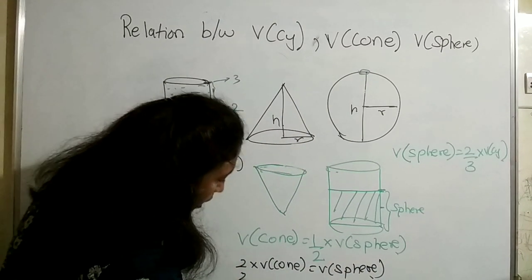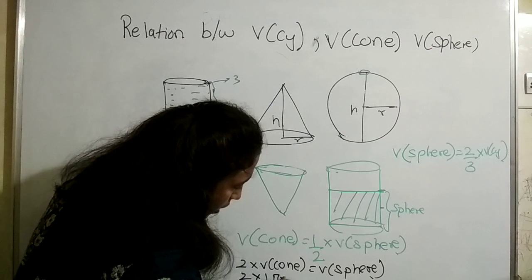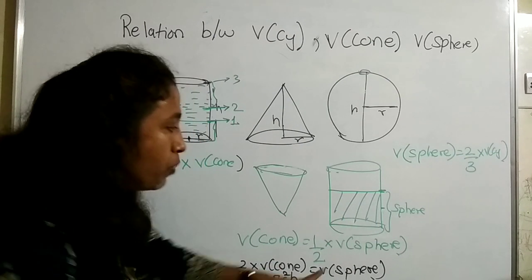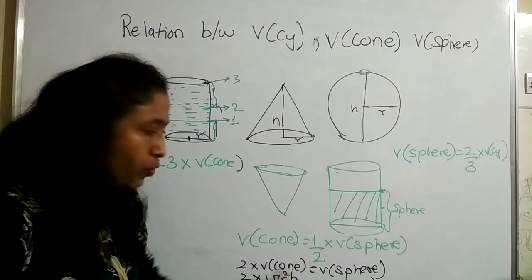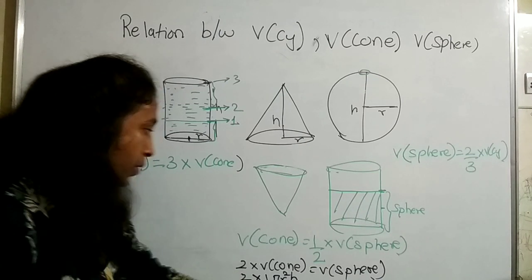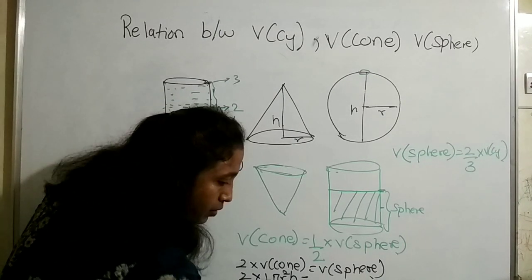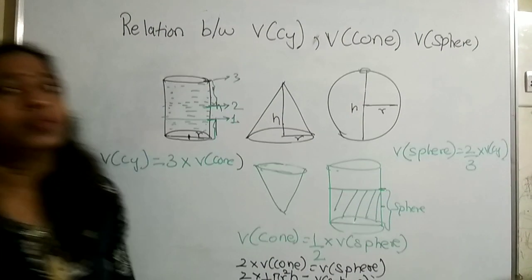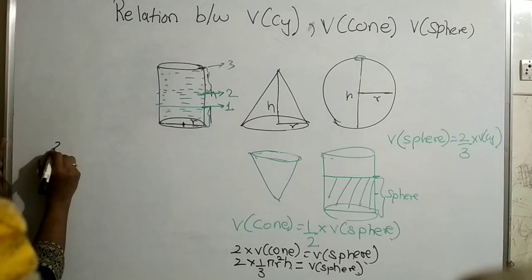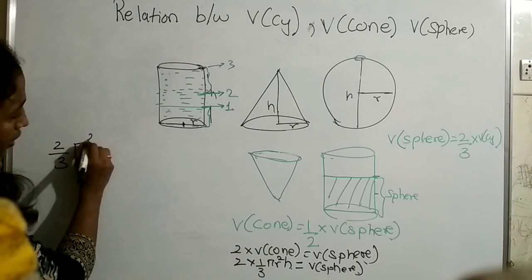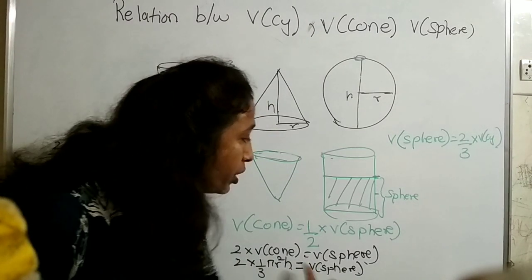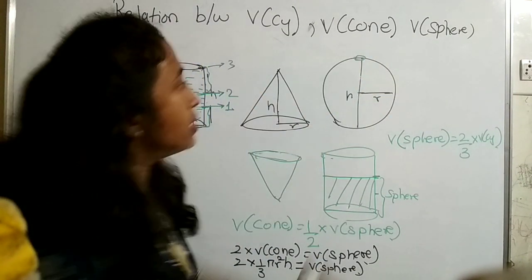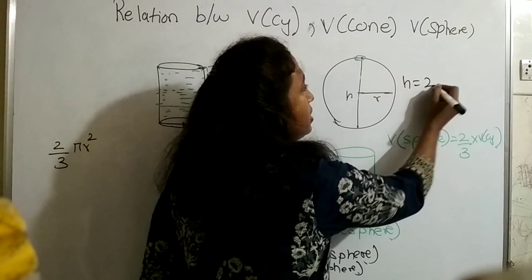So the volume of cone formula is 1/3 pi r square h. Okay, so 2 into volume of cone is volume of sphere. Here we write 2/3 pi r square h. Now here we know that for the height of the cone, I have to derive the volume of the sphere in terms of only radius. So here height is nothing but twice the radius. H is nothing but 2r.